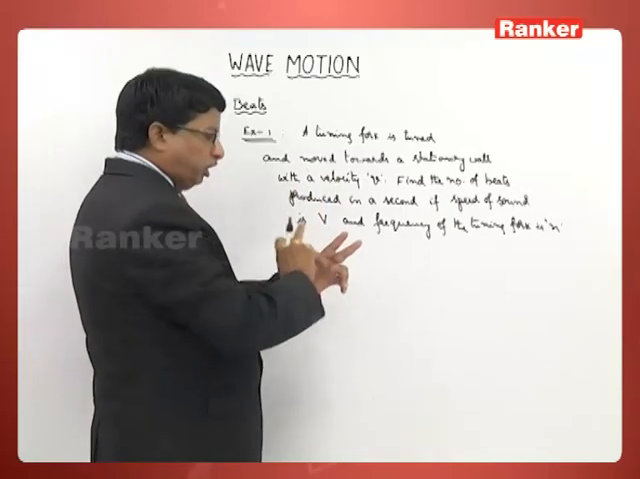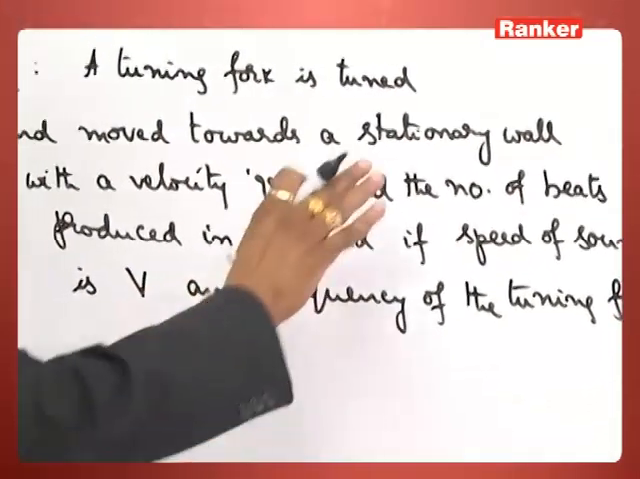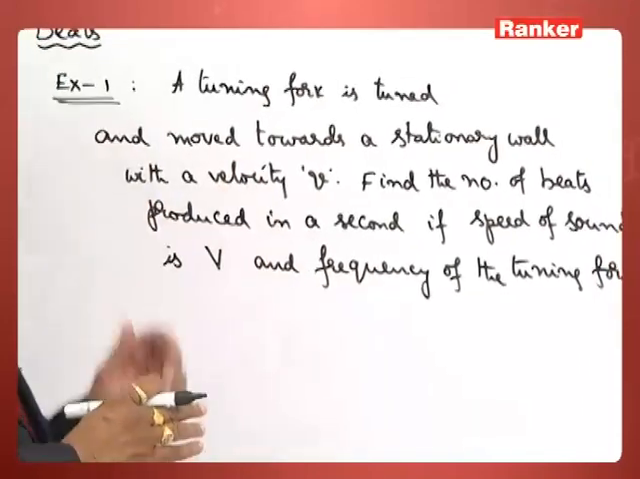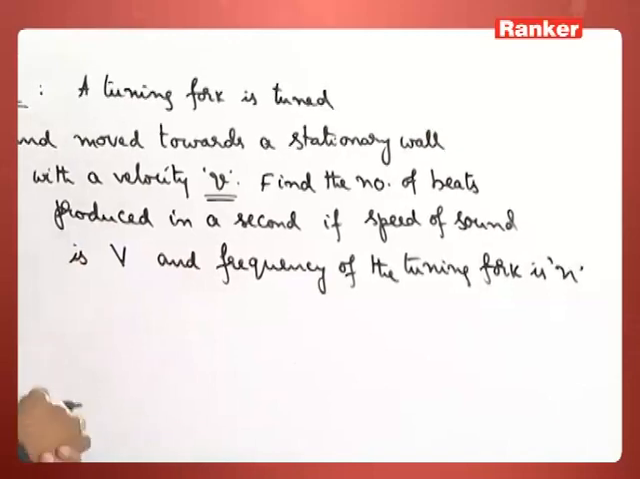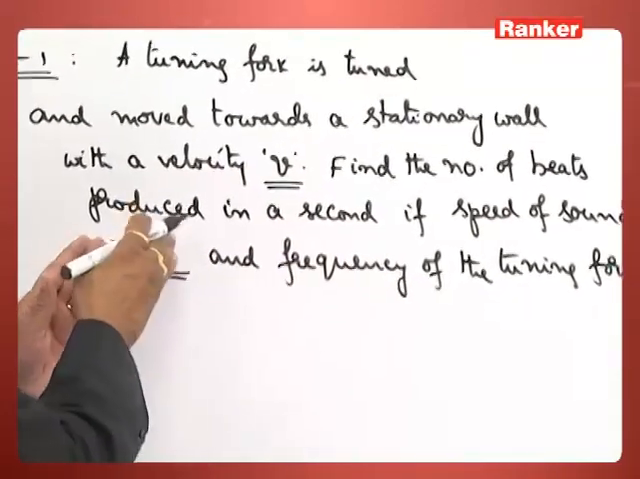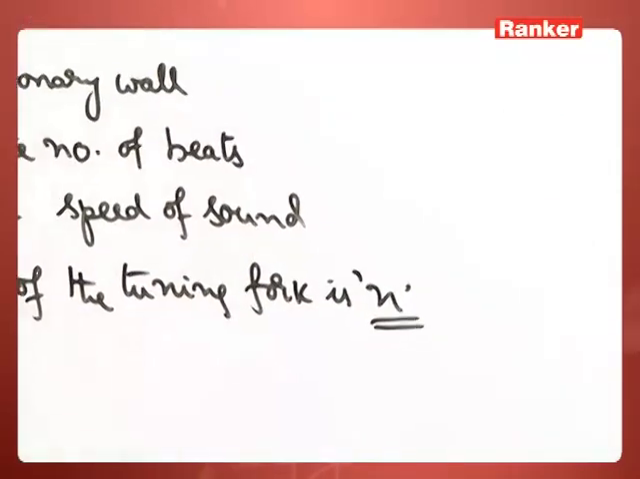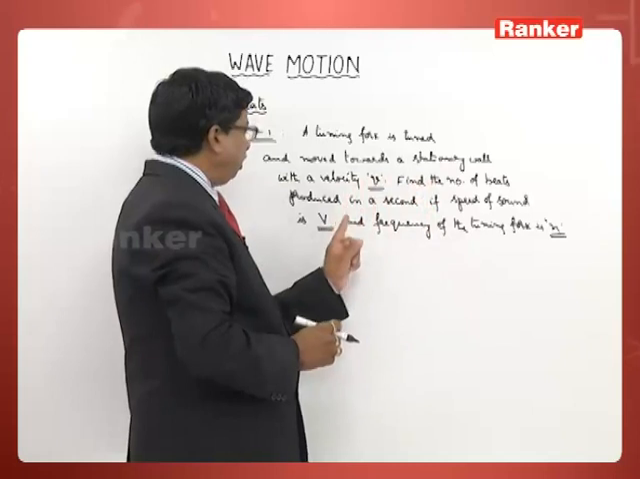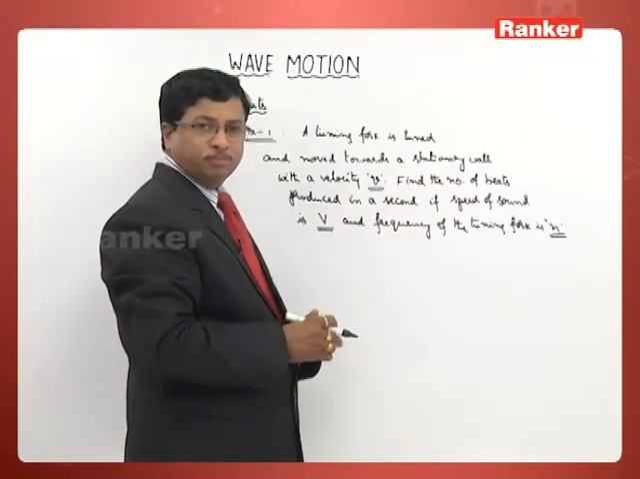A tuning fork is tuned and is now made to move towards a stationary wall normal to its surface with a speed say v. If the speed of sound in air is given as capital V and the frequency of the tuning fork used is N, how many beats are produced in 1 second? That will be the question.